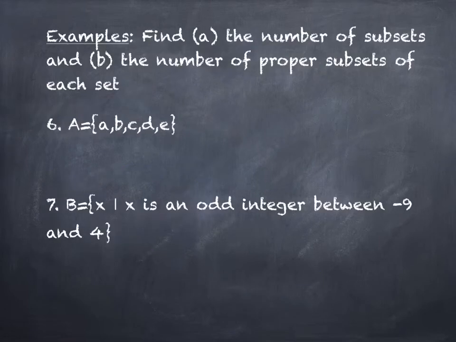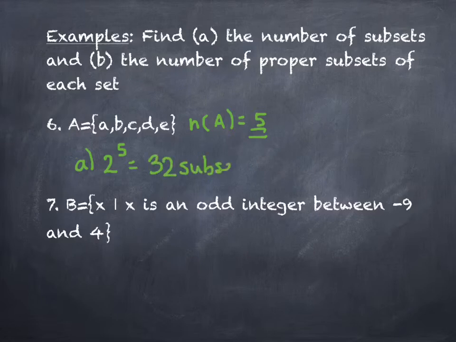All right, so we're going to actually take this and put this into practice. We have a set A here, and it's got A, B, C, D, and E, which means that the number of items in my set A, if we count them up, would be 5. So part A says it wants me to find the number of subsets. And the way that I do that is I take a 2 and I raise it to the power that I just found up here, which was a 5. And if I do that, I have 32 subsets. And then I can very quickly find the number of proper subsets by simply subtracting 1. So this will be 31 proper subsets.